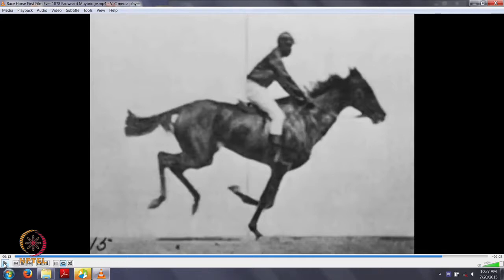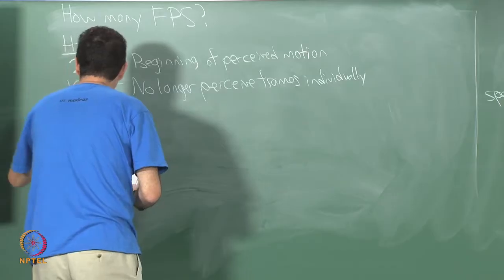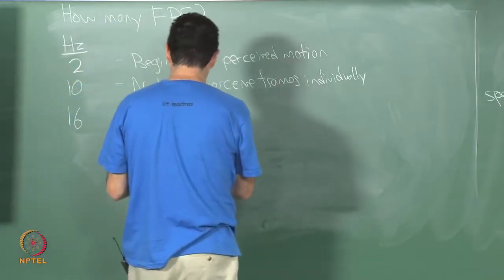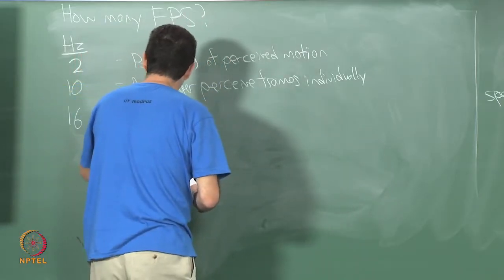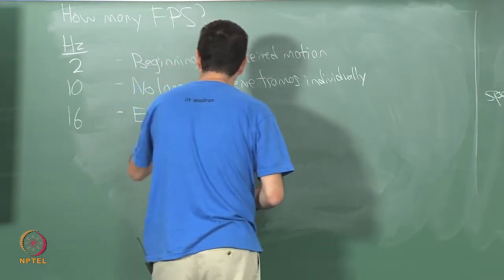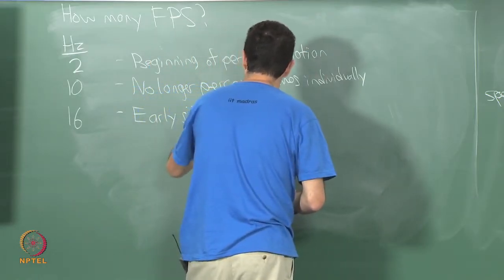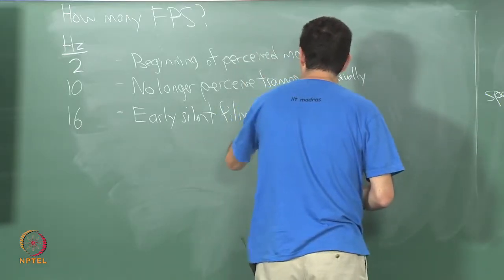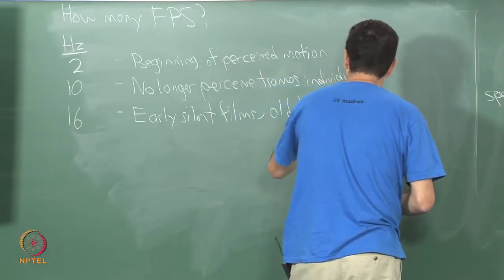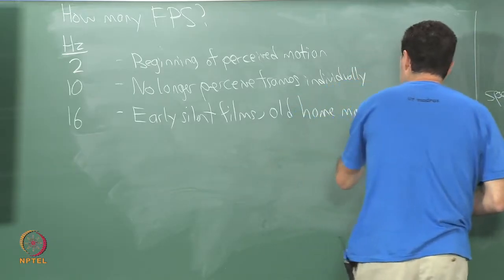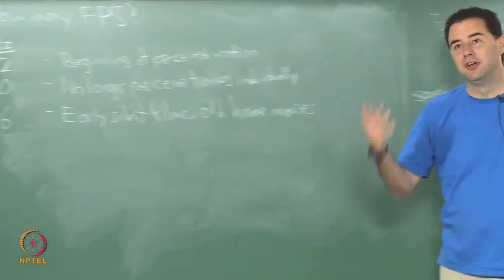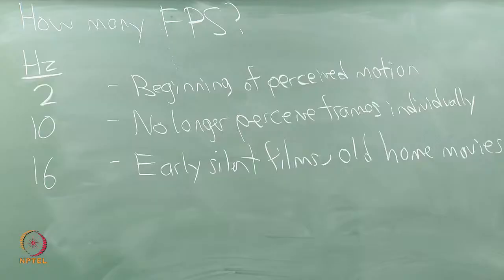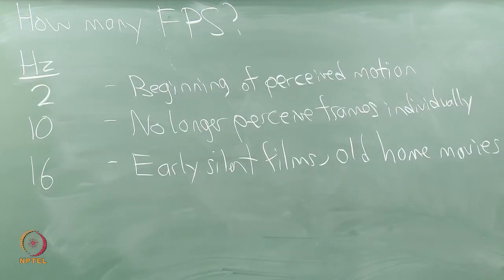So if we go up a little higher, 16, you have early silent films. Right, old silent movies or old home movies. Say in the 1960s and 70s, people are buying video cameras and making home movies and showing them on projectors. And in that case, it's about 16 frames a second.